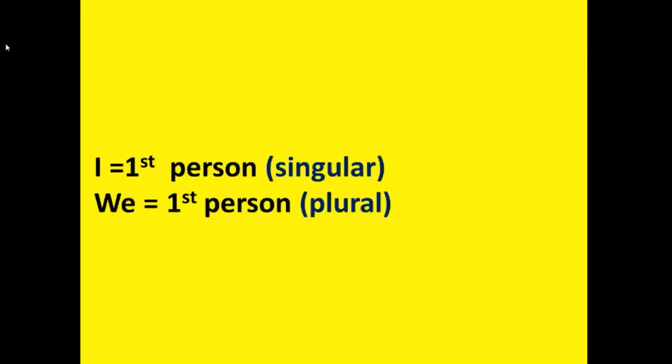Here we have I and we. Both of them are used as the first person category. I is used for a singular person, whereas we is used for many people, that is the plural form. For example, if you are only talking about yourself, you will say, I love reading books. But when you are talking about yourself and some other people along with you, you will then say, we love reading books.